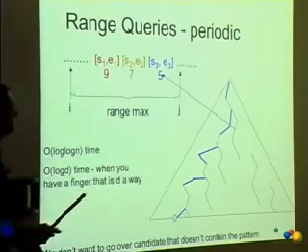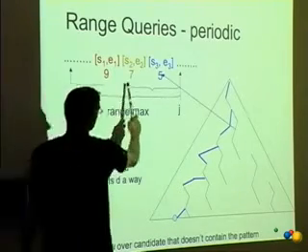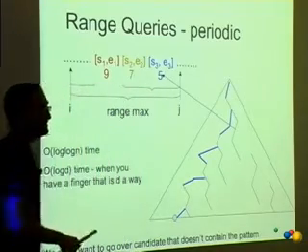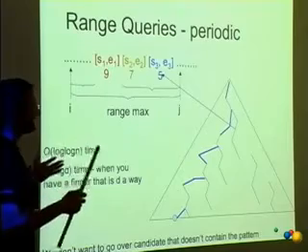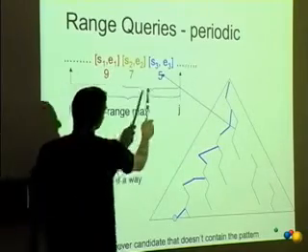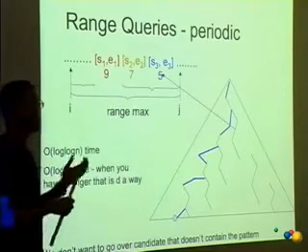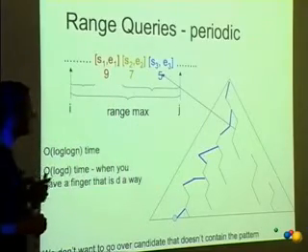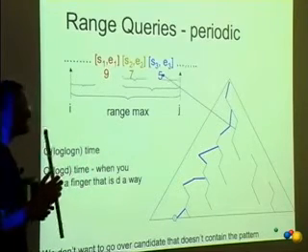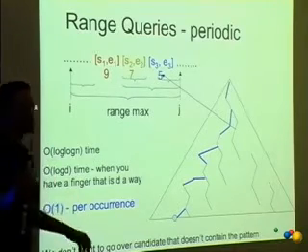And now we will run range max again on this subarray and this subarray, and we report, and we will stop only when we get something that is less than, in our example, 6, less than our pattern length. Then in O(1) per occurrence, we will get a new occurrence.